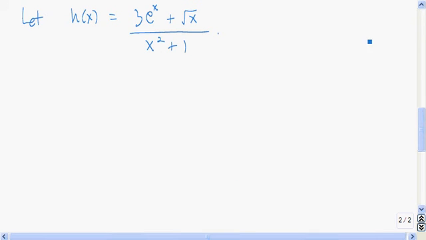Okay, here's one for you to try on your own. h of x is equal to 3e to the x plus the square root of x, all divided by x squared plus 1. Find h prime of x. Press pause while you work on it.